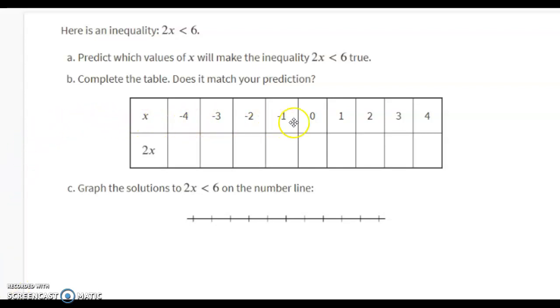When we have a row that says x, and then another row that says 2 times x, we're going to use the value of x when it is -4, and then say in our head, 2 times -4, what will that give us? And we have the value -3. 2 times -3, what will that give us? And we put it in the box, and so on.